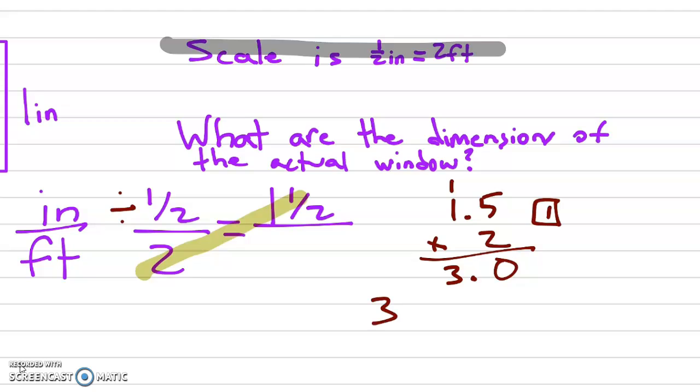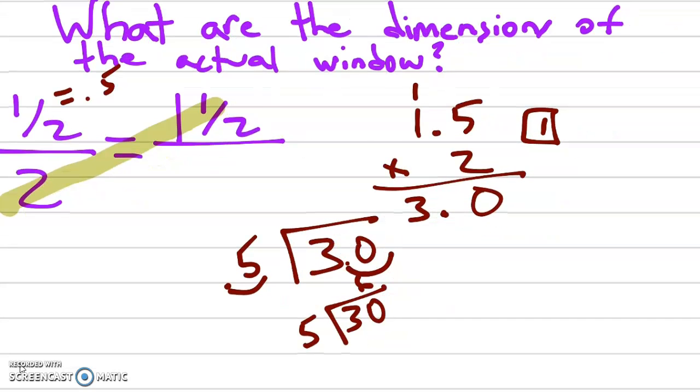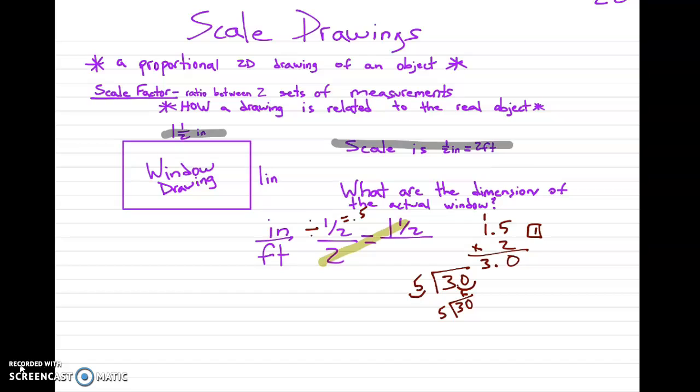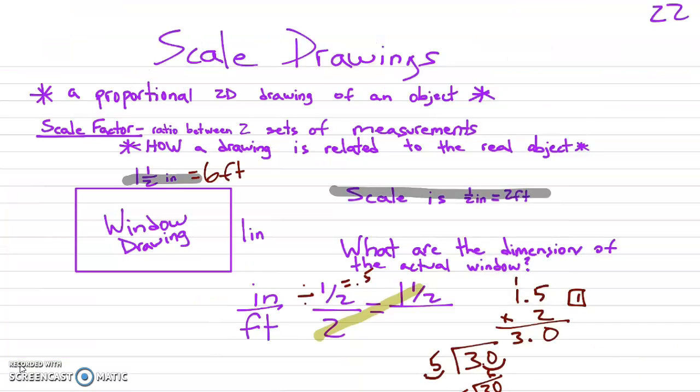3 divided by 1/2, which I'm going to make equal 0.5, because I'm sure most of y'all like decimals better than fractions anyway. Make this into a whole number, so it's really 30 divided by 5, and 5 goes into 30 6 times. So the width, or the length, it doesn't matter what you call it. I'm sorry I didn't write that neater. So this equals 6 feet in real life, the actual window.